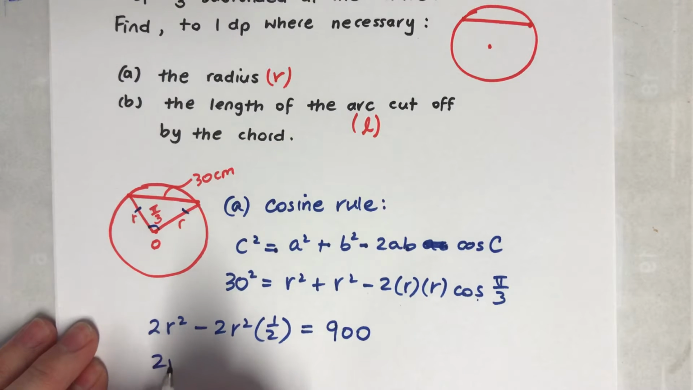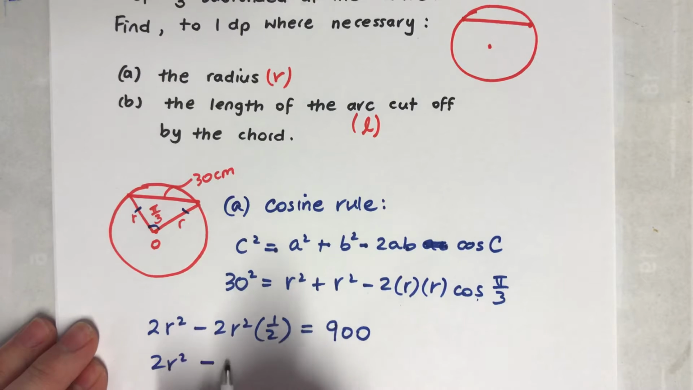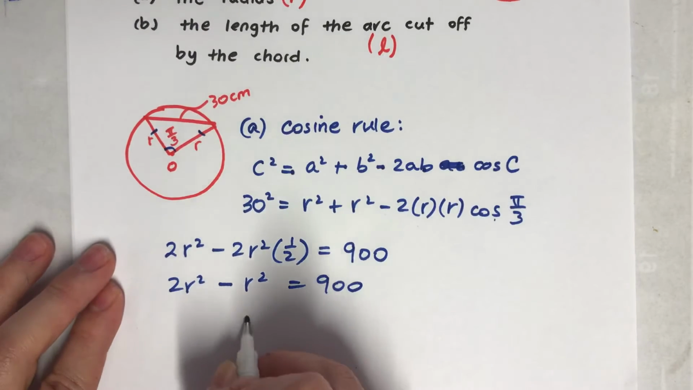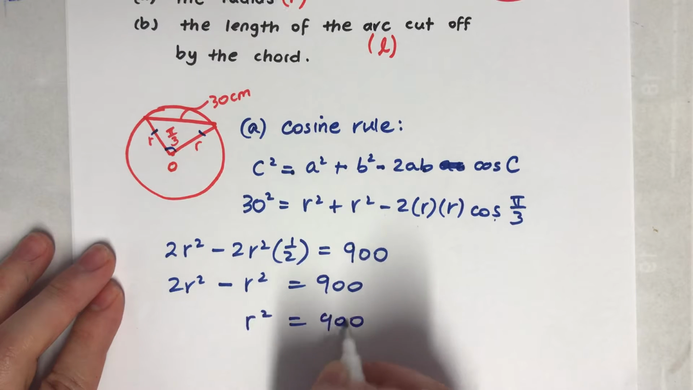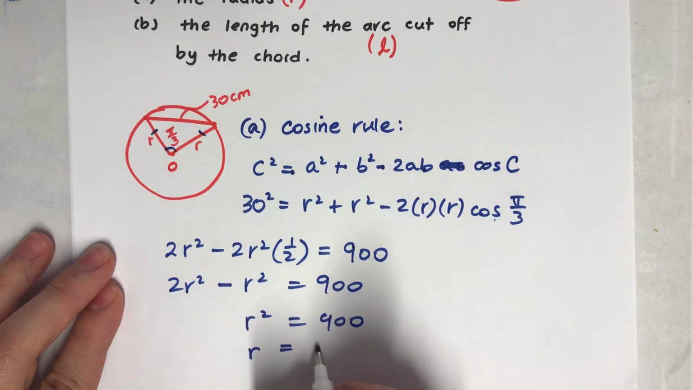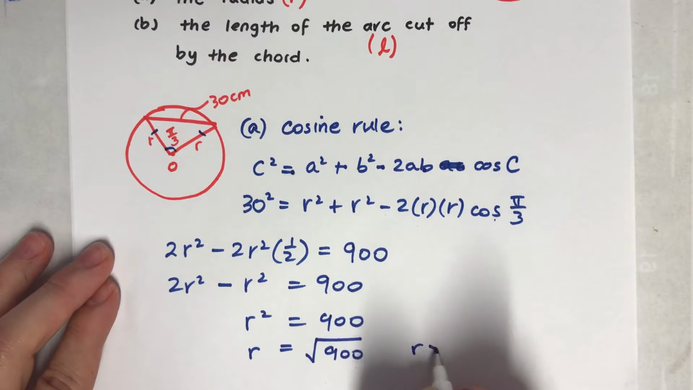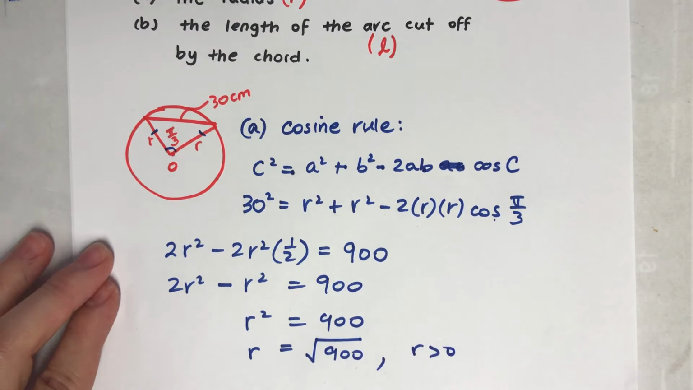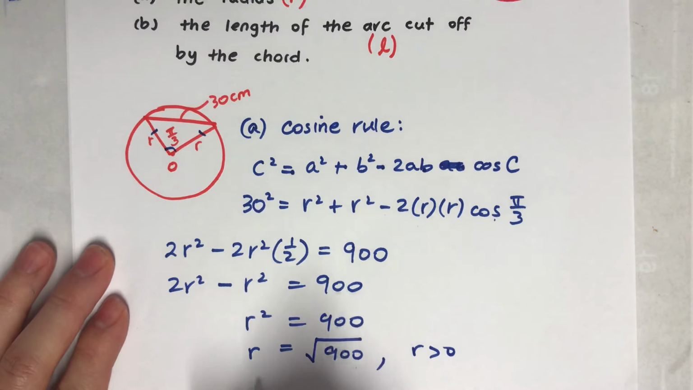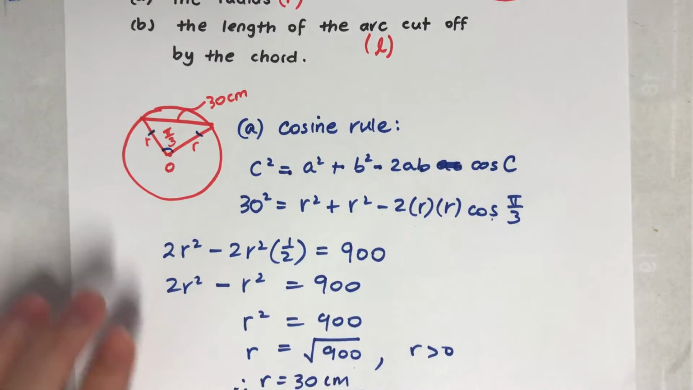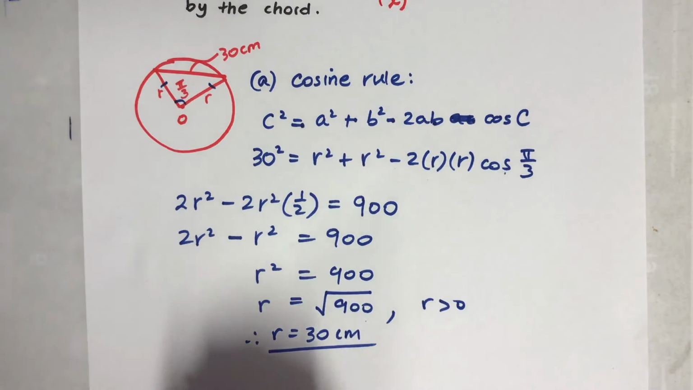And 2r squared minus r squared gives r squared equals 900, so r equals plus or minus 30, but r has to be bigger than 0, so I'm just going to take the positive, 30 centimeters. So that's my radius. Now that's my part A.